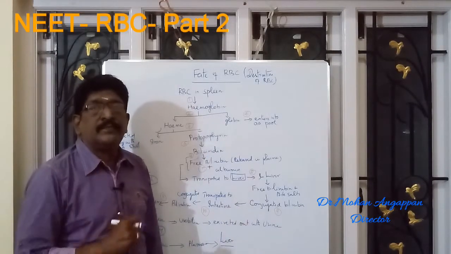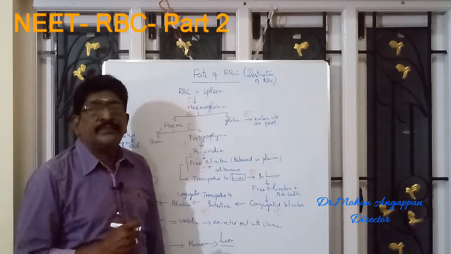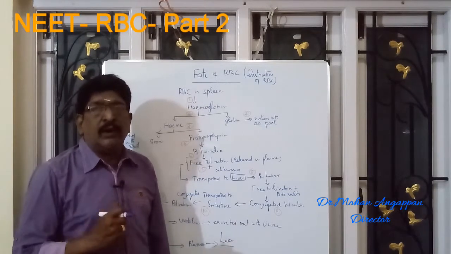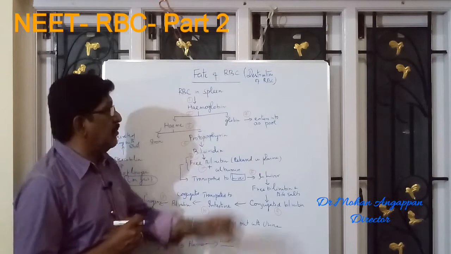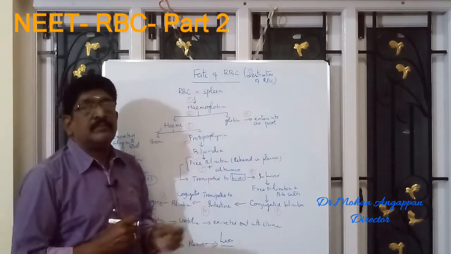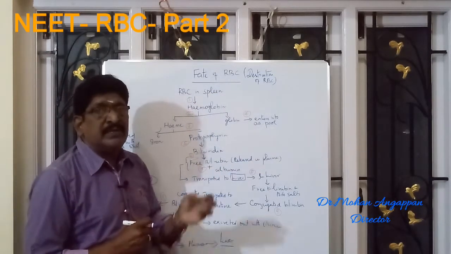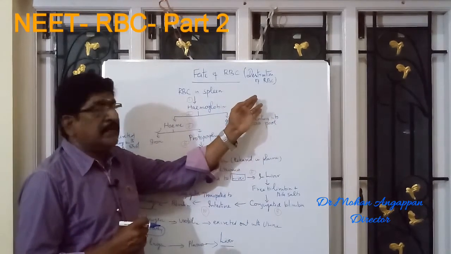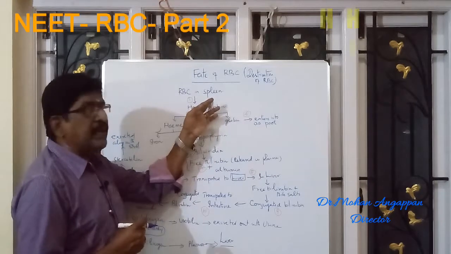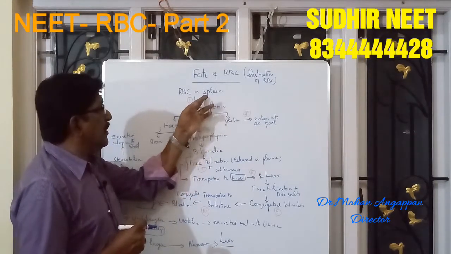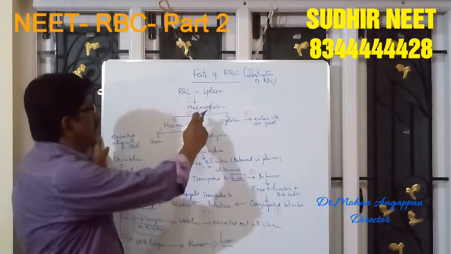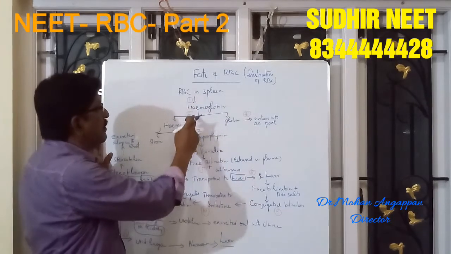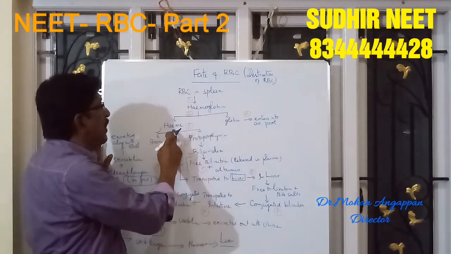Hi guys, in this class, as a continuation of RBC, let us take up the fate of RBC. What happens to the RBC at last, the destruction of RBC, takes place in the spleen. When the RBC goes to the spleen, the hemoglobin in the RBC is split up into heme and globin.